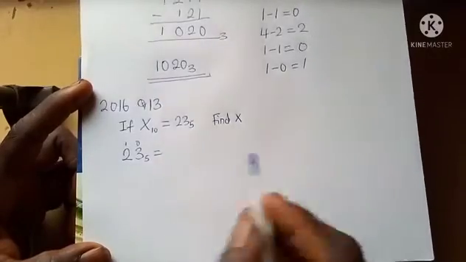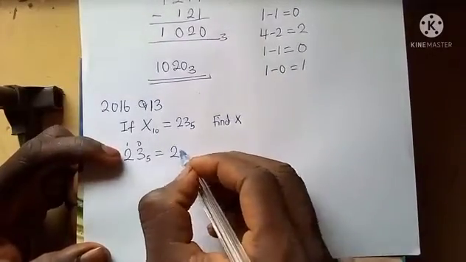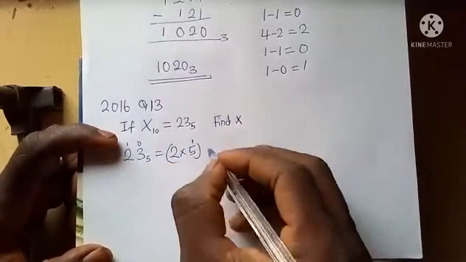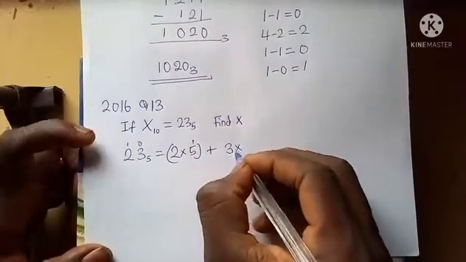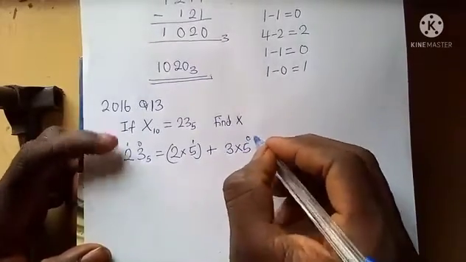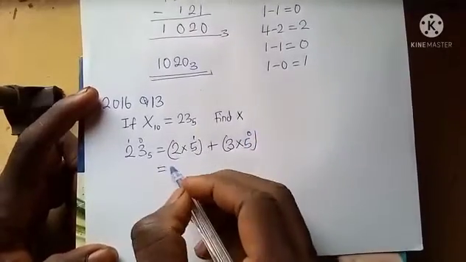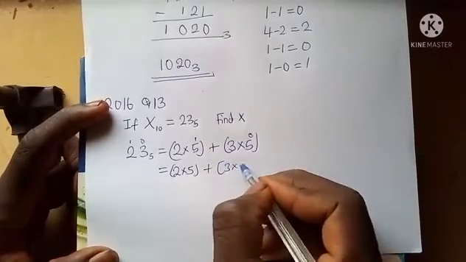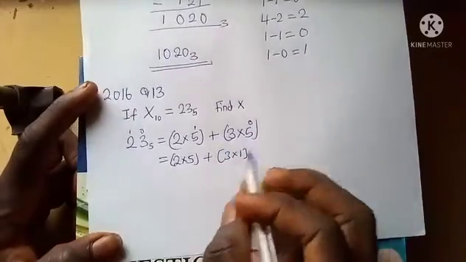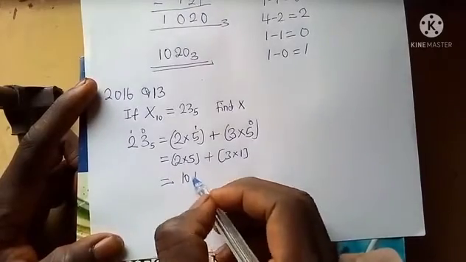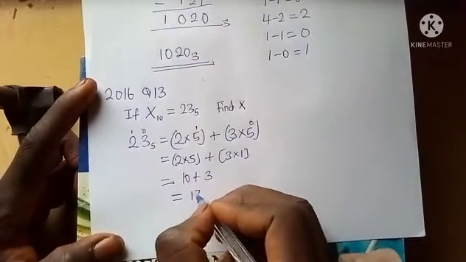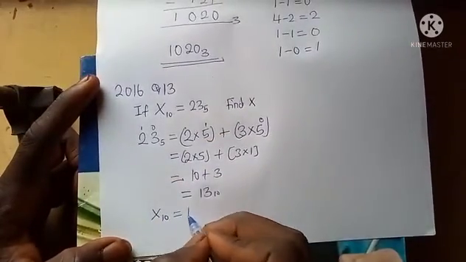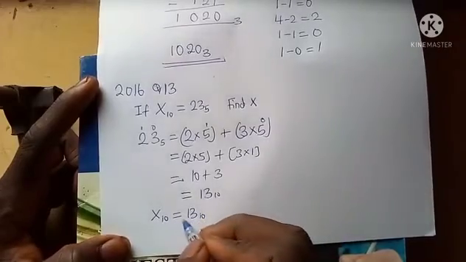Now 2 multiplied by 5 raised to the power of 1, the 1 at the top of the 5, and 3 multiplied by 5 raised to the power of 0. So we are going to have 2 multiplied by 5 plus 3 multiplied by 1, because any number raised to the power of 0 is 1. We have 10 plus 3, which is equal to 13 base 10. So as you can see, x base 10 is equal to 13 base 10.